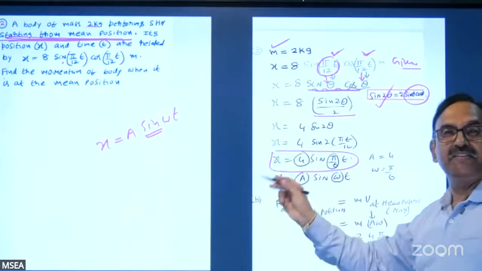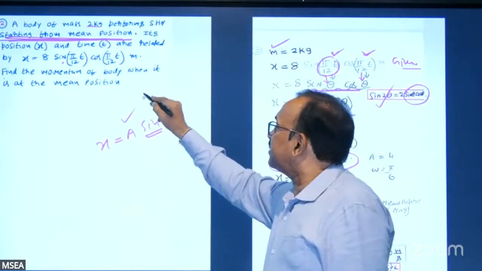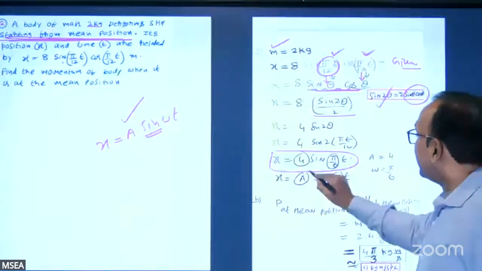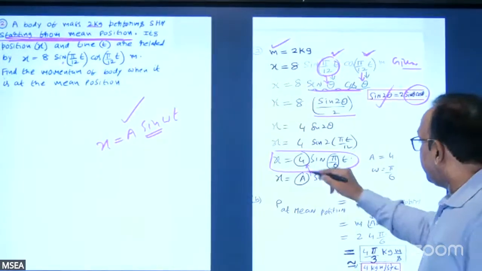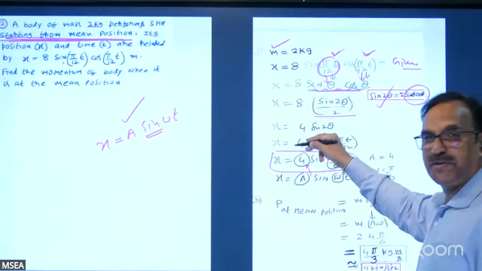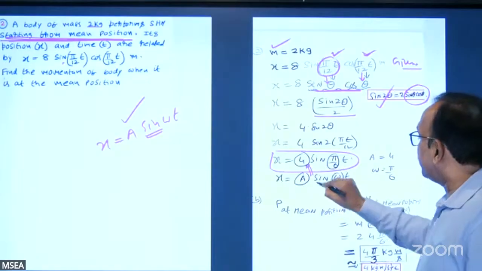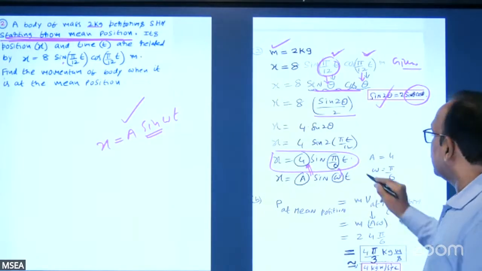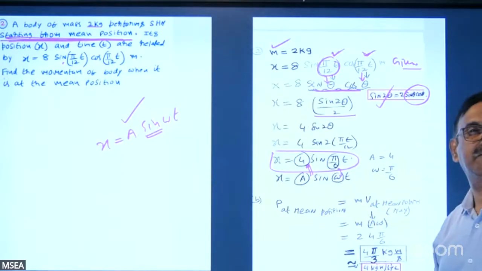Now, you compare this one with the standard SHM relation, x is equal to a sin ωt. If you compare, naturally a is equal to 4, and comparing ωt, ω is π by 6. So a is 4, ω is π by 6.